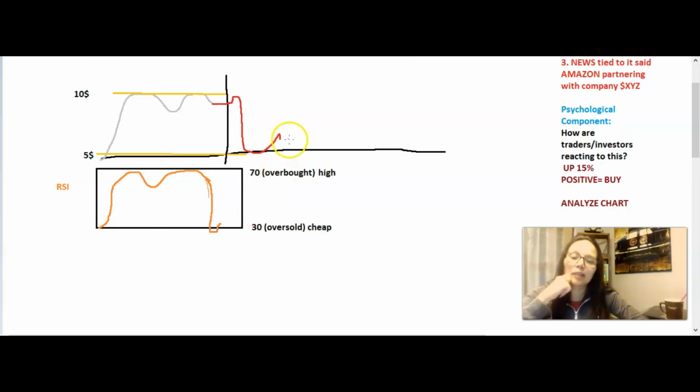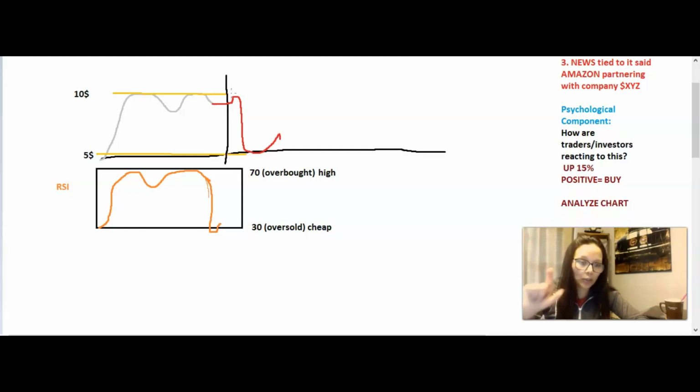Okay. All right. So this is kind of how you use it. Let's just talk about entry and exit. We just talked about exit, right? So exit up here, because it was way on the overbought. Confirmation, it was near resistance. So you have two confirmations.